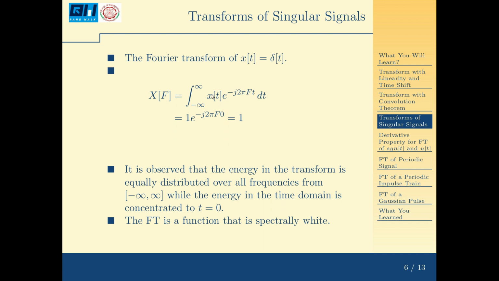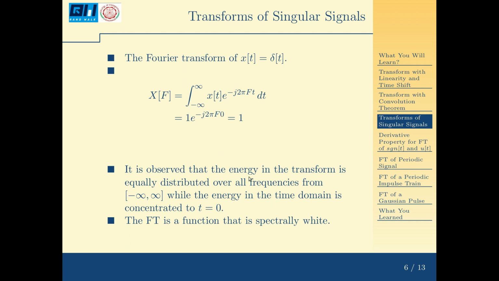It is at t equal to 0, the value of x(t) is 1, and e raised to minus j 2 pi of 0, that's a 1. So this integral simply vanishes. There's only one value, at t equal to 0, so X(f) is 1. So you can see that X(f) is constantly 1 from minus infinity to infinity.